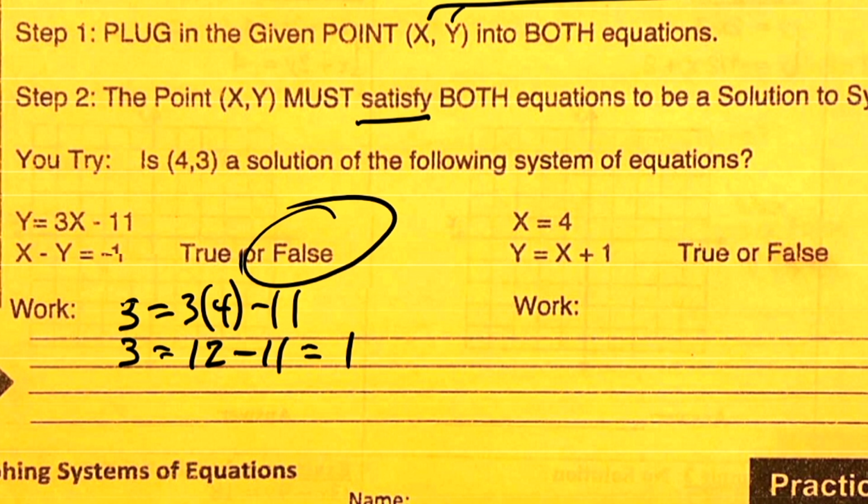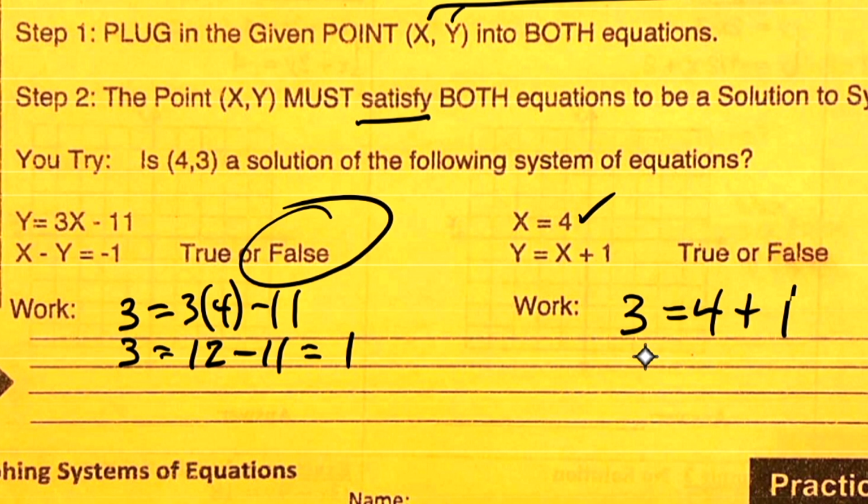Well, let's look at the other one. The other one, believe it or not, x equals 4 is a line, and it straight up says x is 4. Sure, the point says x is 4, so it works for this one right away. The second line says y, which is 3, is equal to x, which is 4, plus 1. Is that true? Does 3 equal 5? No, false. So this point 4, 3 is not a solution to the first set of equations or the second set of equations. So what does that mean?